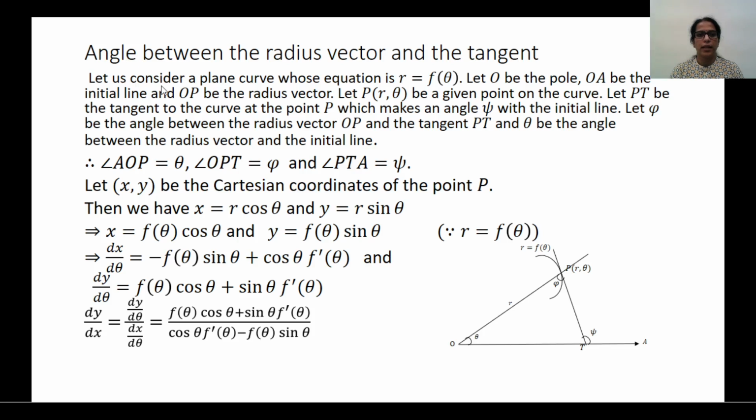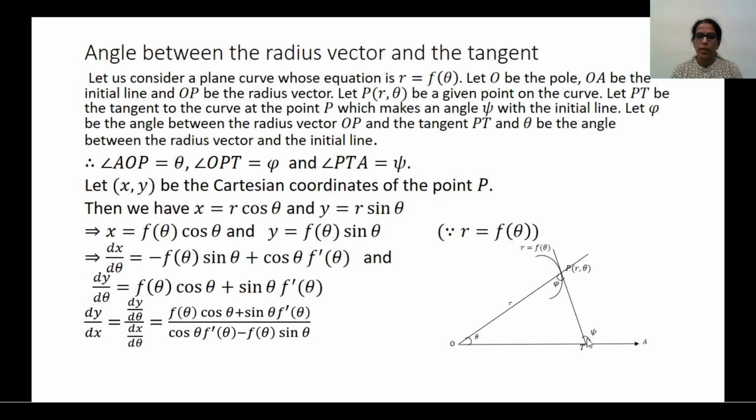Let us consider a plane curve whose equation is given by r equal to f of theta. Let O be the pole and OA be the initial line. And OP be the radius vector. Let P of r comma theta be a given point on the curve. This is a given point on this curve.